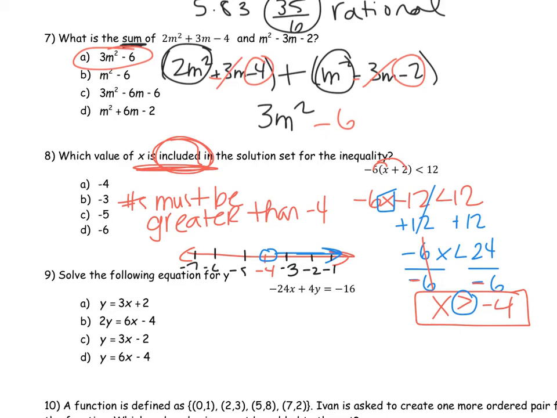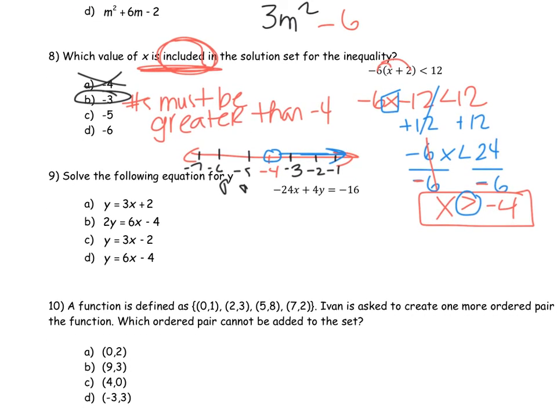So the only number in my list, negative 4 doesn't work. That's the trap. Cross it off. Negative 3 is the only one that is larger than negative 4. Negative 5 is over here. Negative 6 is over here. That doesn't work. So your answer is negative 3.